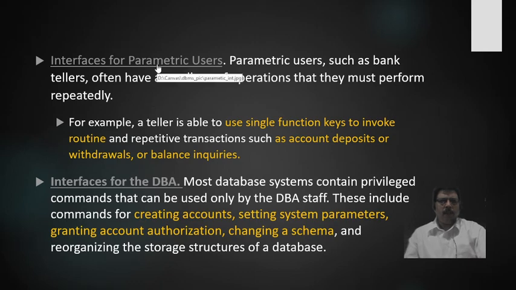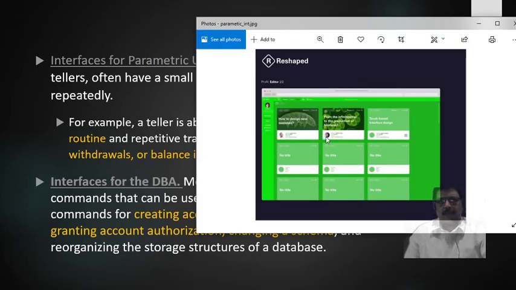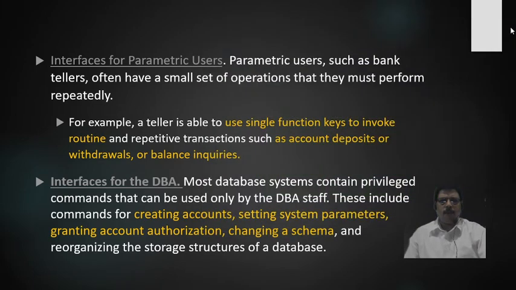Next we have parametric users such as bank tellers and all. They want to perform the task rapidly, and on a single function key they want to invoke some transactions, withdrawals, balance inquiries. So I have picked one picture of that. Here, transaction, you can just go through our ATM and all, right? So just on the clicks you can withdraw the money, so you can take it as a parametric user.